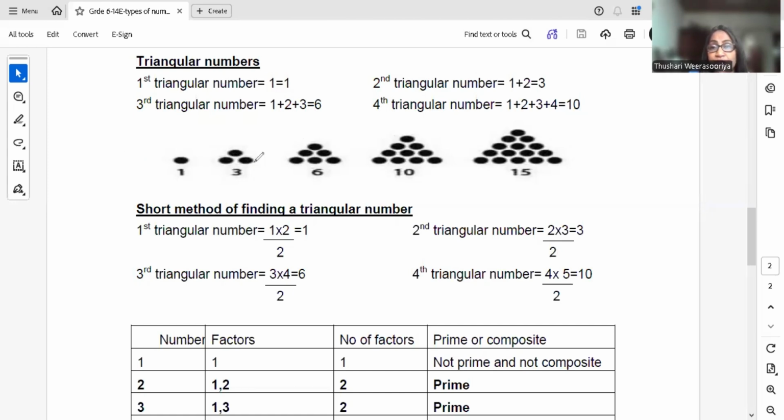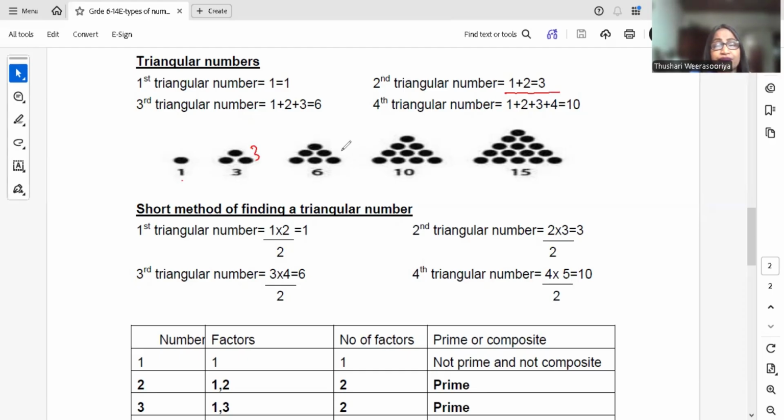the racks like a triangle. So the first triangular number is 1. The second triangular number is 1 plus 2, 3. See? Another 2 is added. There you get the triangle 3. First triangular number is 1. Second triangular number is 3.